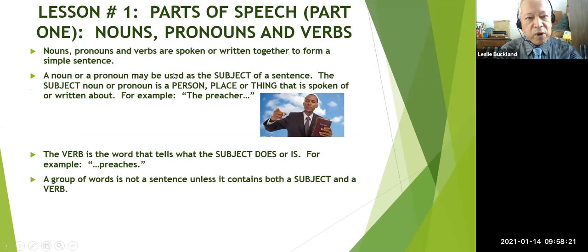A noun or a pronoun may be used as the subject of a sentence. The subject, noun or pronoun, is a person, place, or thing that is spoken of or written about. For example, the preacher. The verb is the word that tells what the subject does or is. For example, preaches. A group of words is not a sentence unless it contains both a subject and a verb.